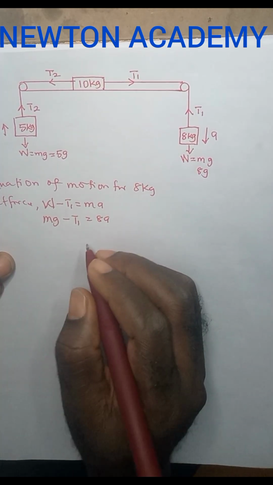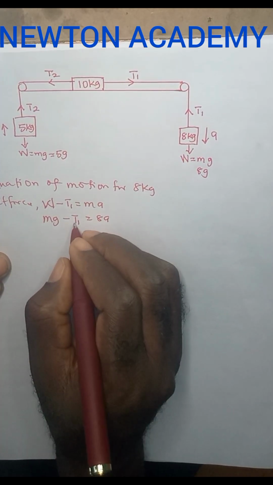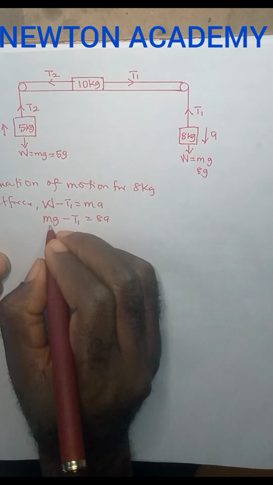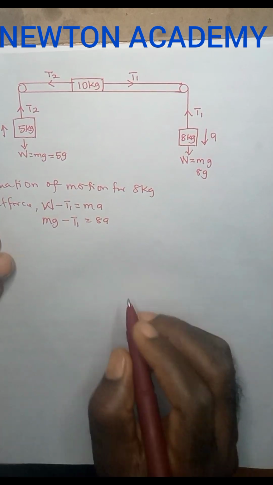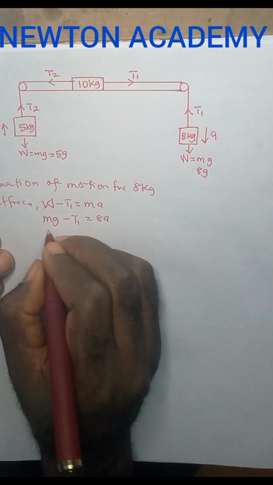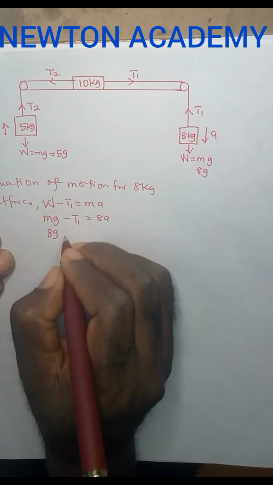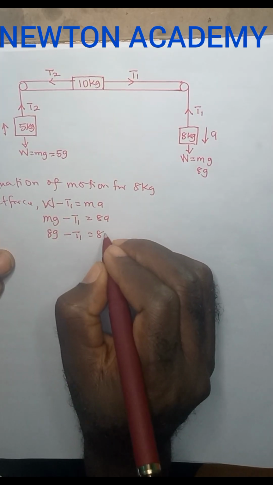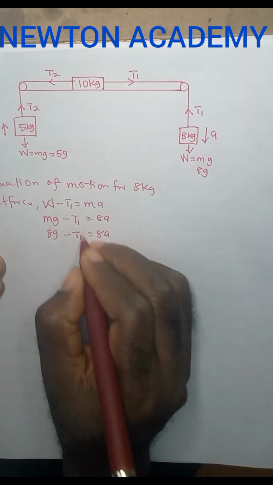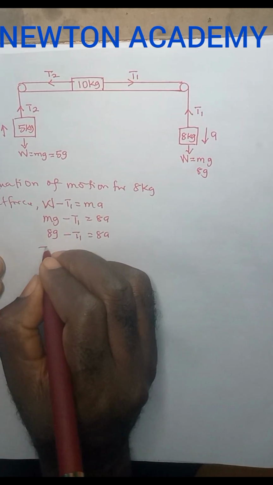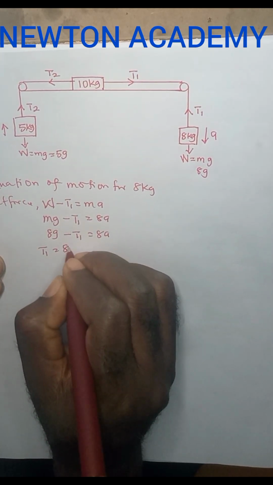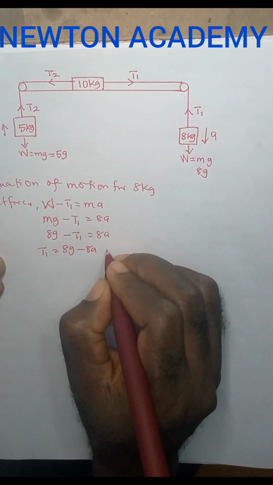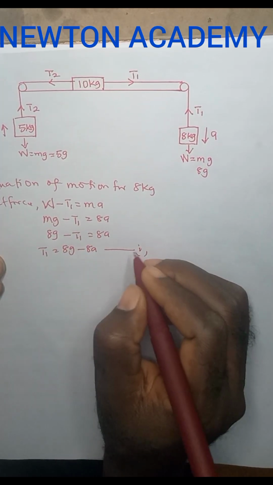Then here we now simplify this further by making T1 the subject of the formula. The mass is 8 kg, so the weight will be 8g in terms of acceleration due to gravity, minus T1 is equal to 8a. Then we make T1 the subject of the formula. We transfer it to this place. We have T1 is equal to 8g, we move this one to this place, minus 8a. We call this one equation 1.